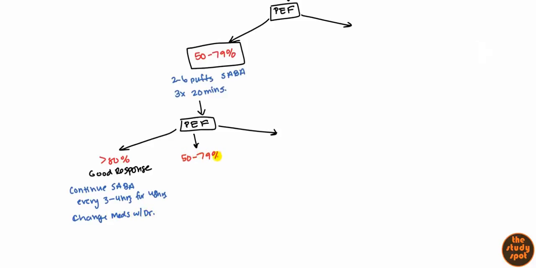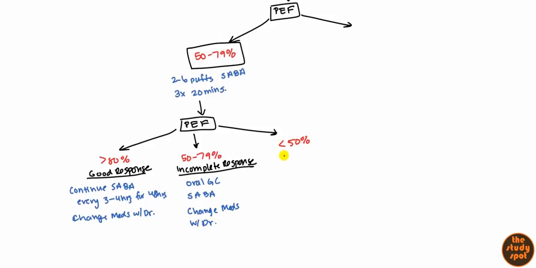Now, if they've already done the 2 to 6 puffs, and then they check their expiratory flow again, and it's between 50 to 79%, that's considered an incomplete response. And so in these patients, they want to go ahead and use an oral glucocorticoid, and continue using the short-acting beta agonist, and again, go to the doctor and change their medications. And that's what you want to do.